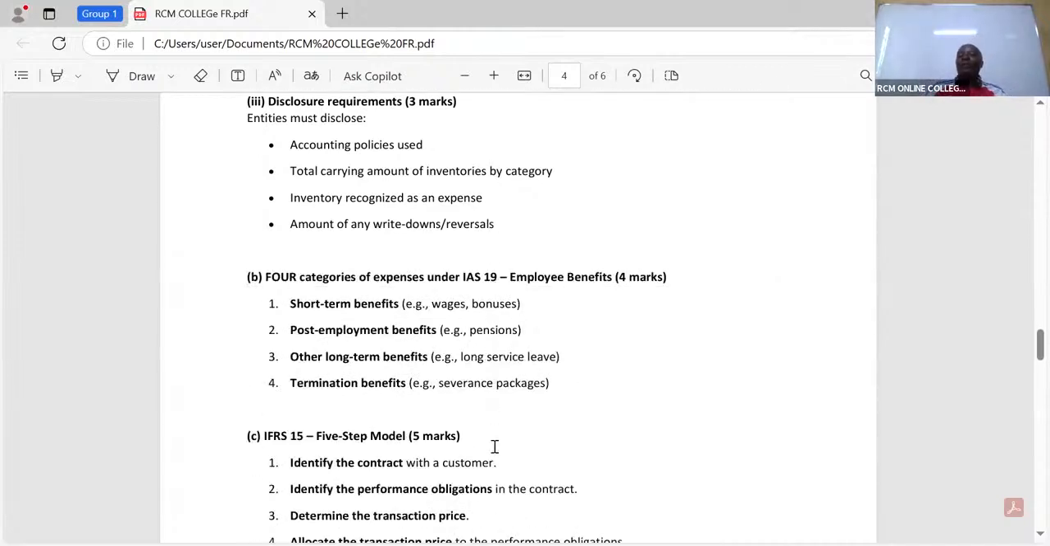I'm almost finishing, very close to finishing. You can see we are on page 4 out of 6. Now, this question, you must have seen this question asked severally. The concept of IAS 19, employee benefits, 4 categories of expenses under IAS 19. Very, very easy.